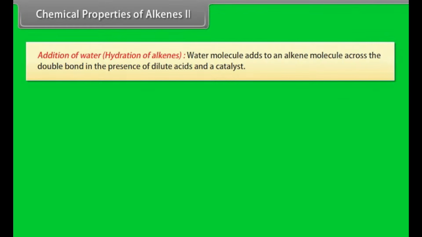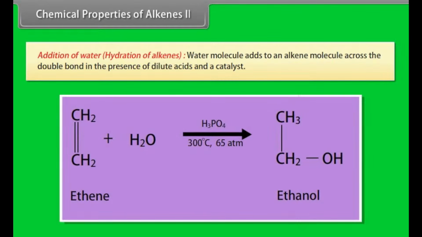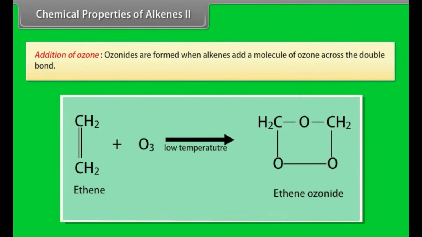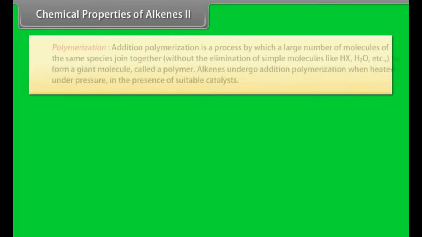Addition of water, hydration of alkenes. Water molecules add to an alkene molecule across the double bond in the presence of dilute acid and a catalyst. For example, ethene gives ethanol when a mixture of ethene and steam is passed over phosphoric acid and silica under a pressure of 65 atmospheres and at 300 degrees centigrade. Addition of ozone. Ozonides are formed when alkenes add a molecule of ozone across the double bond. For example, ethene gives ethene ozonide.